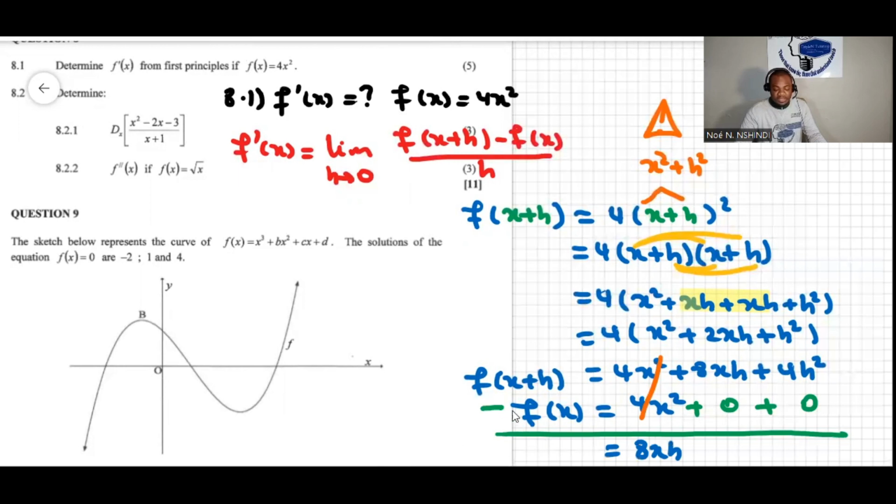And then 4h squared minus 0. I say minus because I'm subtracting the 2 functions, so it's like here I did 4x squared minus 4x squared, it's 0. And then I take 8xh minus 0, 8xh, and 4h squared minus 0 is just 4h squared. So this is the difference between f of x plus h and f of x. So basically, I worked out the numerator here. Now when I take this numerator, divide by h. So let's do it here.